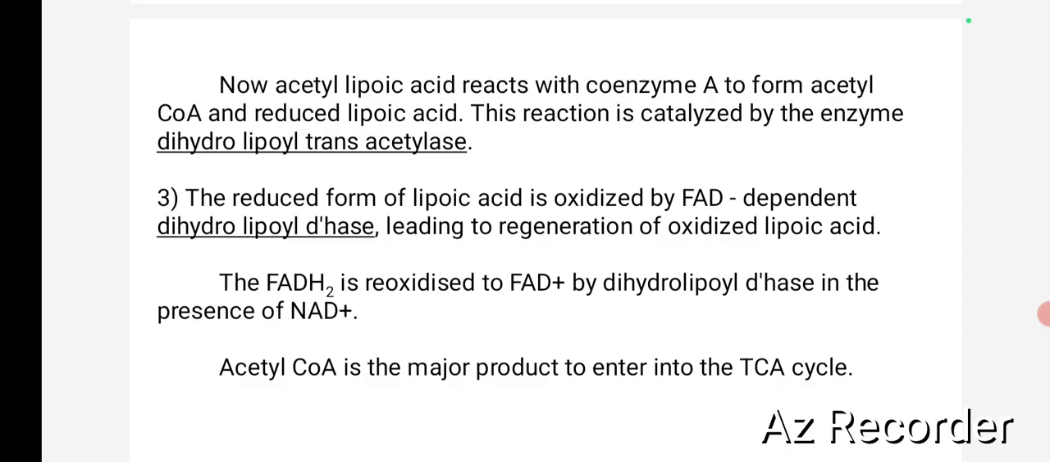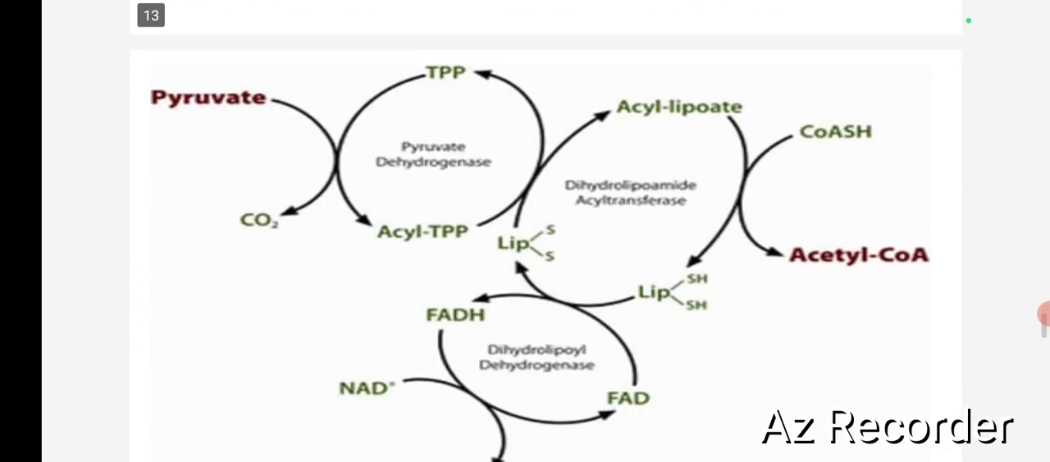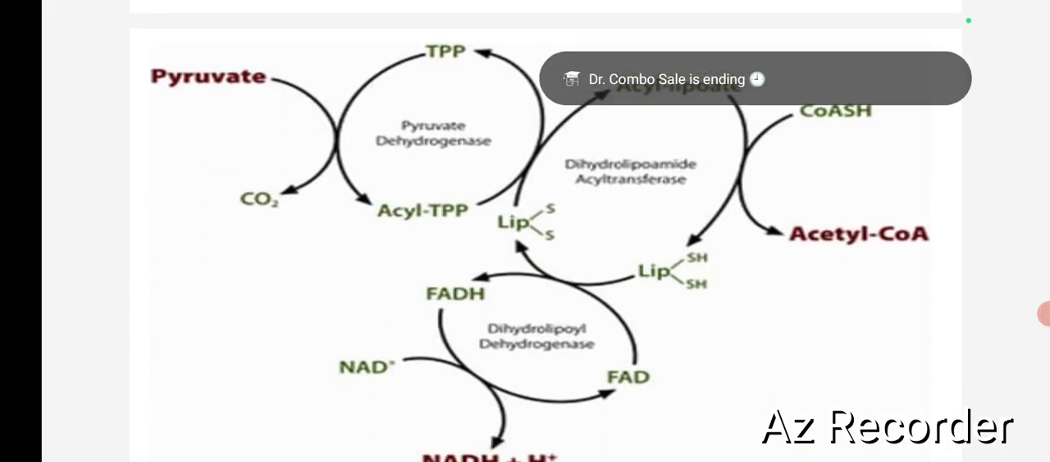Third, the reduced form of lipoic acid is oxidized by the FAD dependent dihydrolipoyl dehydrogenase enzyme, leading to regeneration of oxidized lipoic acid. The FADH2 is reoxidized to form FAD plus by dihydrolipoyl dehydrogenase in the presence of NAD plus. Now the acetyl-CoA is the major product to enter the TCA cycle. This is the overall reaction of pyruvate dehydrogenase.